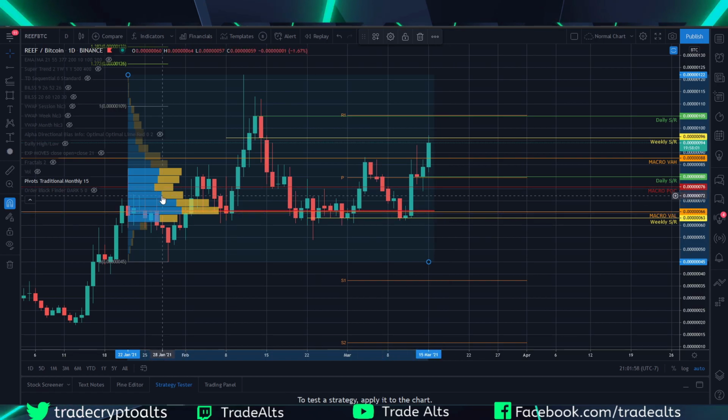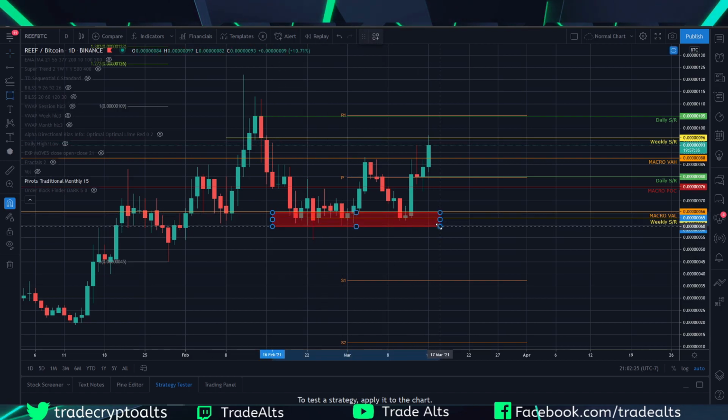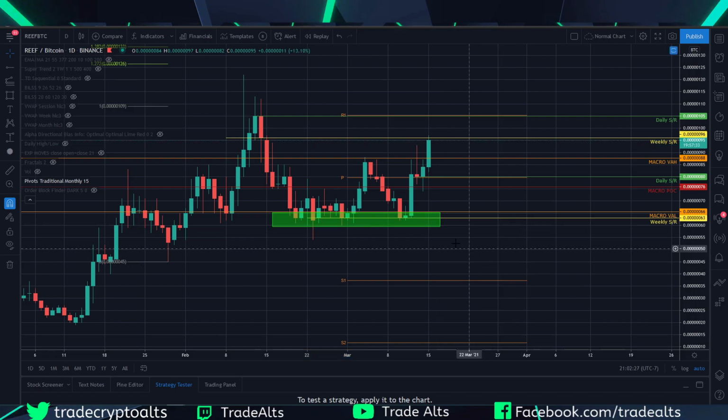Weekly support. So you see this really nice upward movement here. You got your retrace back down to your macro value area low. You had a new weekly level form here. Price moved up to your macro value area high, and it retraced right back to your weekly. So this is really important resistance, kind of this zone right here, I would say, not necessarily that wick. This is really important support right now for the REEF Bitcoin pairing. Really don't want to see that lost.